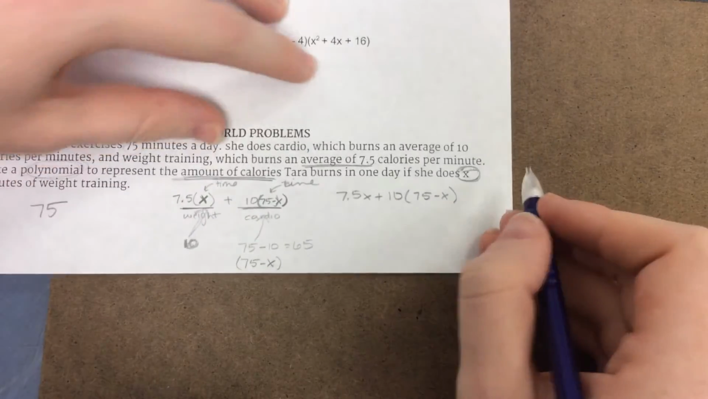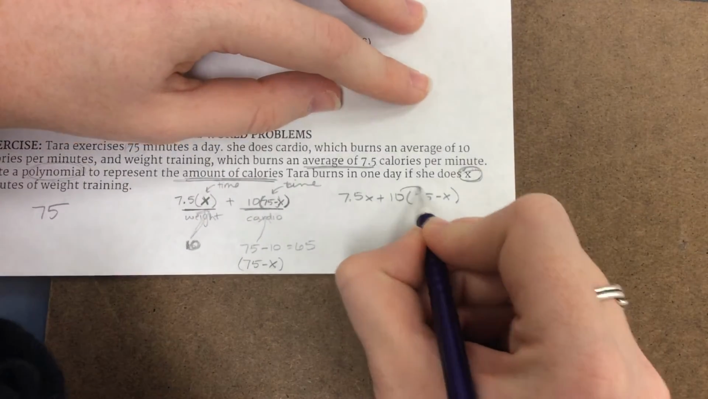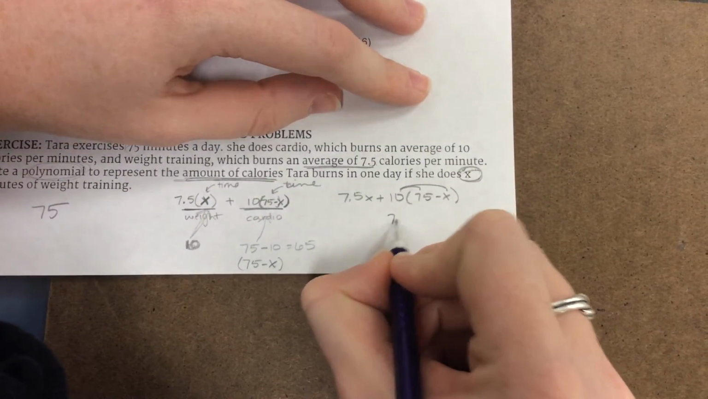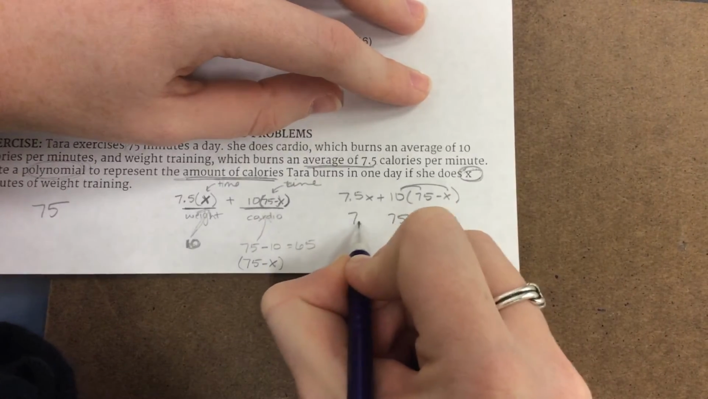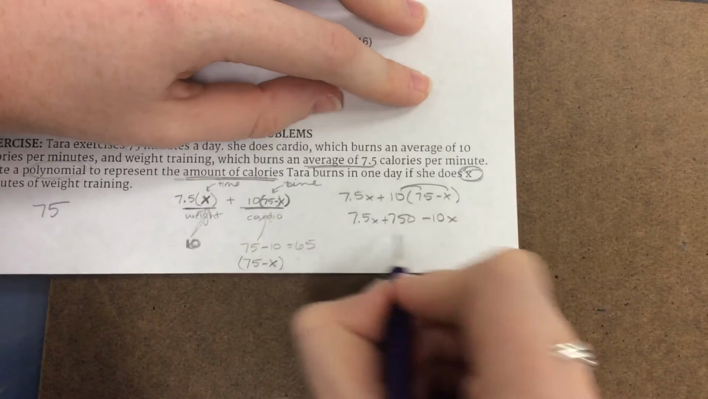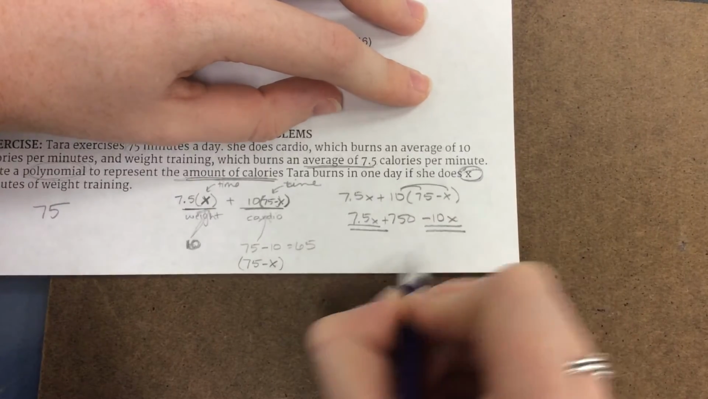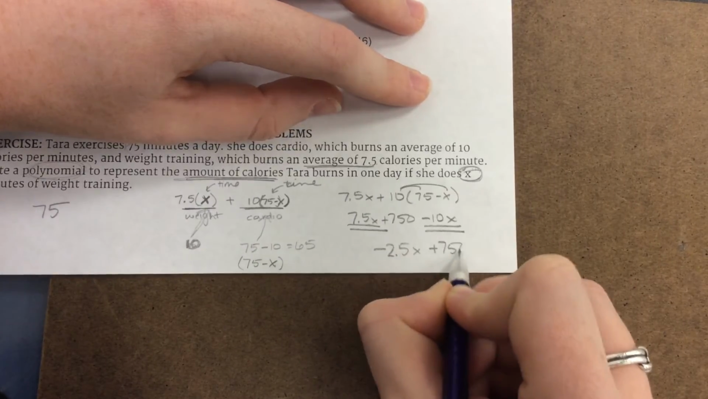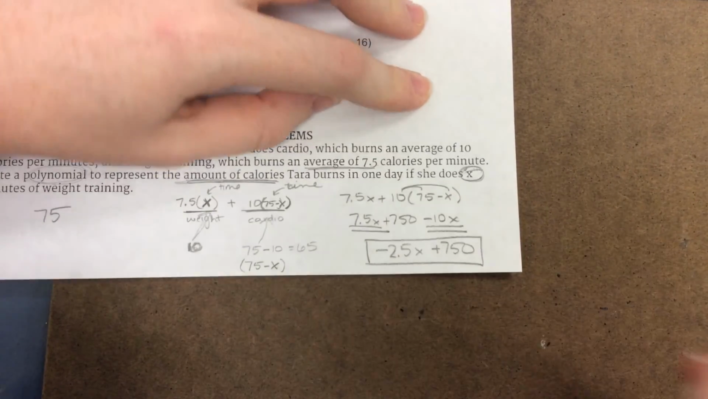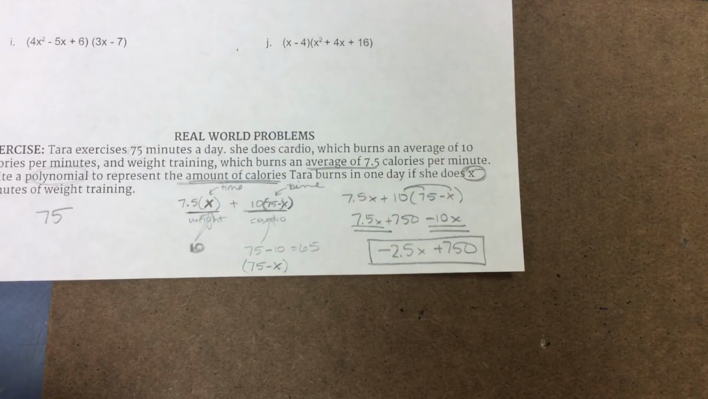Then you just simplify that polynomial. First you start with the parentheses. We're going to distribute that. 10 times 75 is 750. 10 times a negative X is a negative 10X. And then you've got that 7.5X in front. Then we have 7.5X minus 10X, that's a negative 2.5X, and then plus that 750. So this is the polynomial expression that represents the number of calories Tara burns in one day.